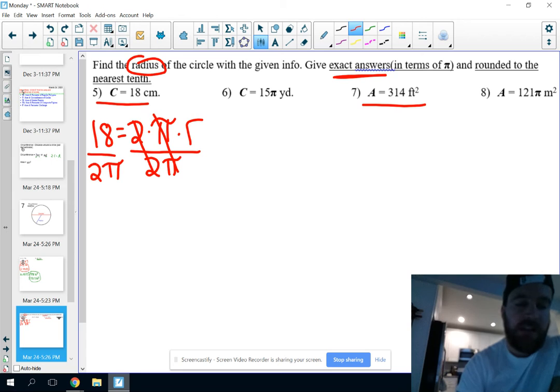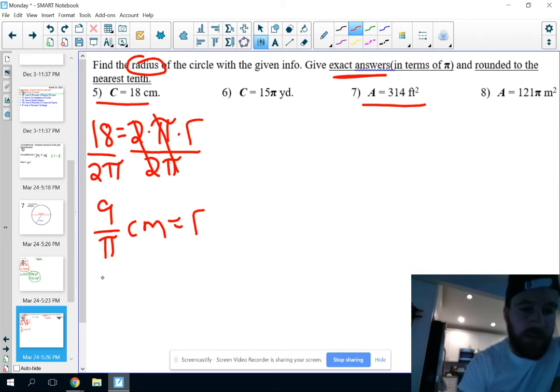So just look at the 18 over 2. 18 divided by 2 is 9 over pi. And we're talking about radius, so our units are not squared. So 9 over pi centimeters. That's our exact answer. Plug that into your calculator, 9 divided by pi. As your rounded answer, you'd get 2.9 centimeters.